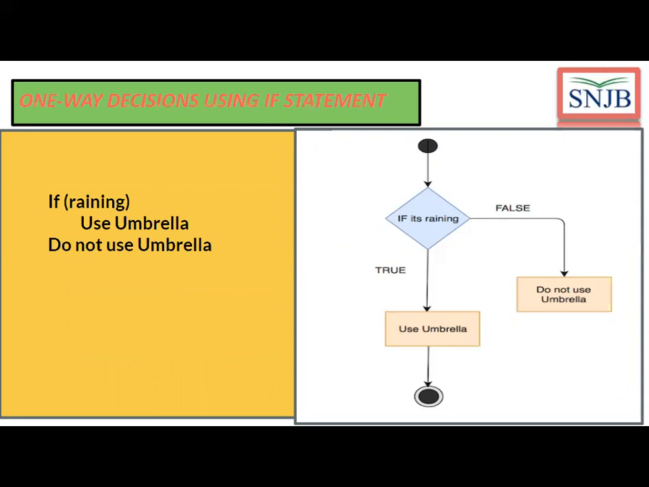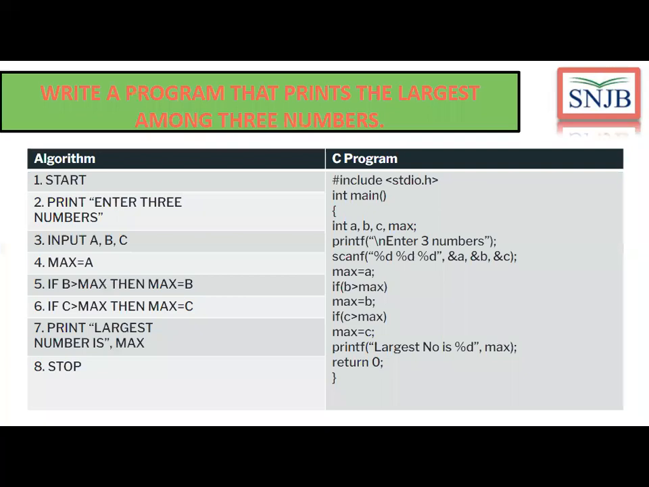If we see the flow chart on the right side, if it's raining and the condition becomes true, if it is actually raining, we have to use an umbrella. Otherwise, if it's not raining, do not use an umbrella. So, in simple words, we can write: if raining, then use umbrella, otherwise do not use umbrella. Now, how can we write if in a program?